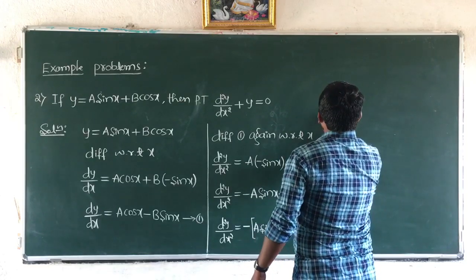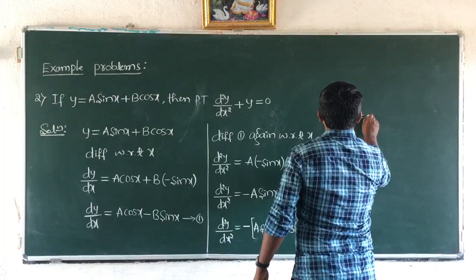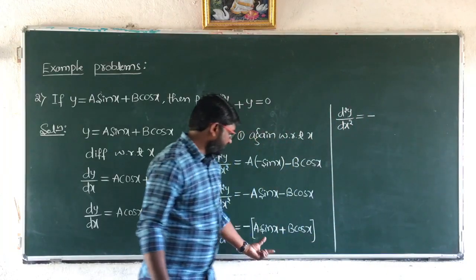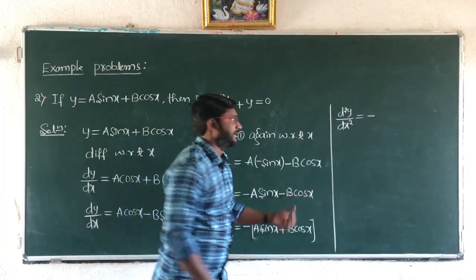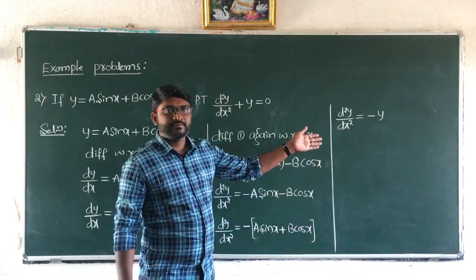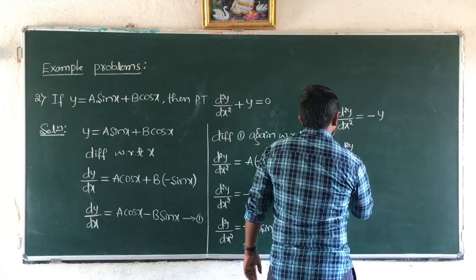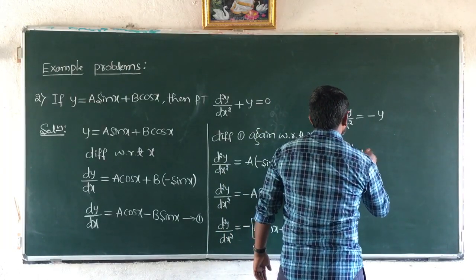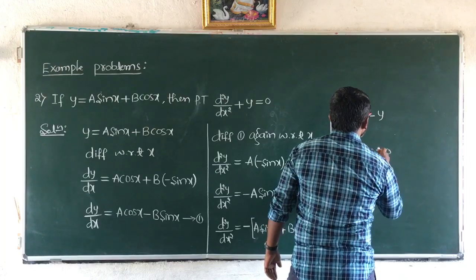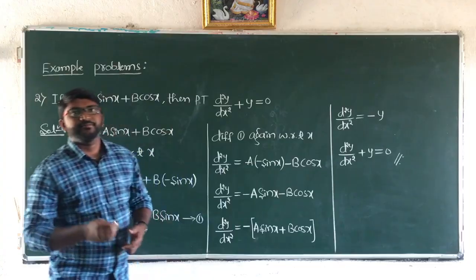d square y by dx square is equal to, write minus as it is, and this will be replaced by y. So in the next step, you take minus y to the LHS, it becomes plus y. So d square y by dx square plus y is equal to 0. So this is the answer for the second example problem.